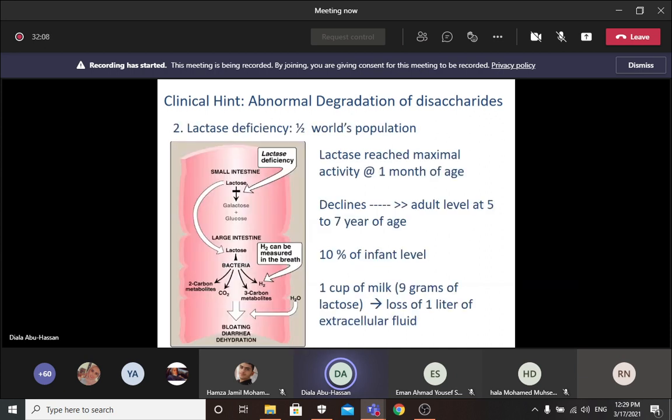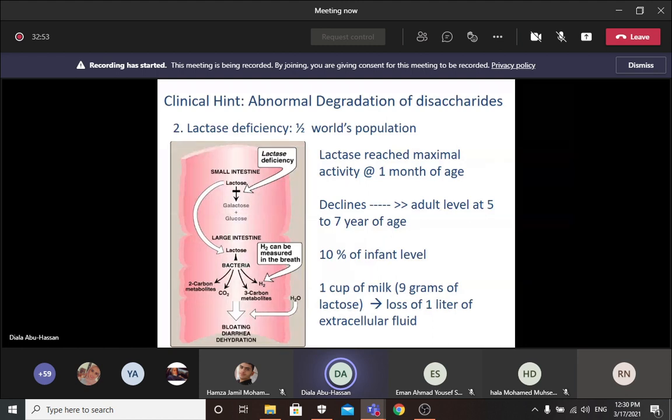Let's talk about another enzyme that also protrudes from the intestinal cells and can digest another type of disaccharide, which is lactase. Lactase is responsible for digestion of the beta-1,4 linkage between galactose and glucose in lactose sugar. This enzyme reaches its maximal activity in the small intestine by 1 month of age, because, as you know, newborn babies depend mainly on milk in their diet. So they have to have a high activity of this enzyme to digest the milk they consume.